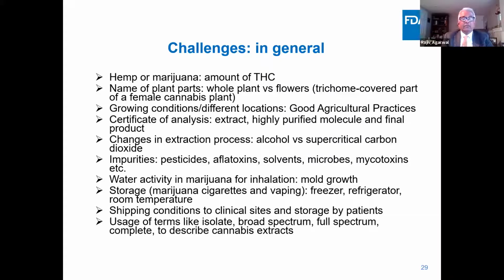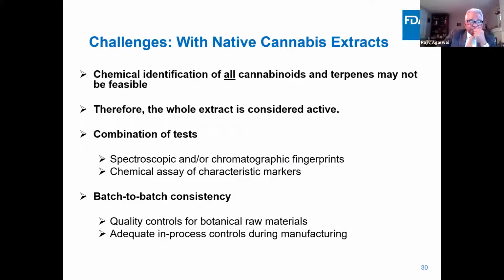As long as we have a certificate of analysis, the fourth bullet, that what you have in the extract, that's more important. So these are the challenges that we face. Now, as I mentioned, native cannabis extract didn't have anything done to it, you just extracted it with the solvent or with carbon dioxide. So how does it work? Chemical identification of all cannabinoids and terpenes may not be feasible. It's impossible to identify 540 cannabinoids and other terpenes in your mixture, but the effort should be big.